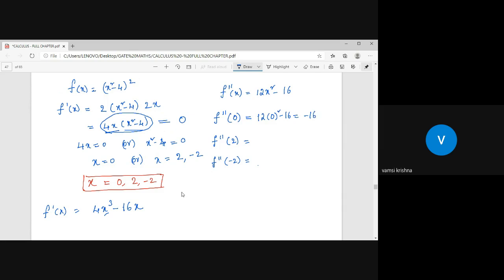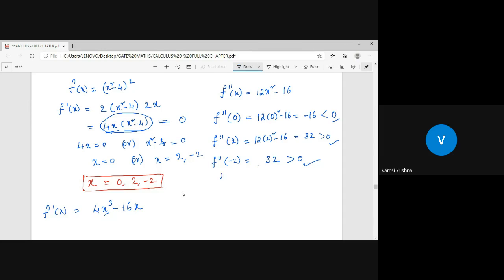Either it is 16 or whatever, it doesn't matter. Here the matter is that it is less than 0. In the same way, if you substitute 2, 12 into 4 is 48, minus 16 is 32, which is greater than 0. And if you substitute minus 2, you will get the same 32, greater than 0. That means in two cases, it has minima, and less than 0, in one case, it has maxima.